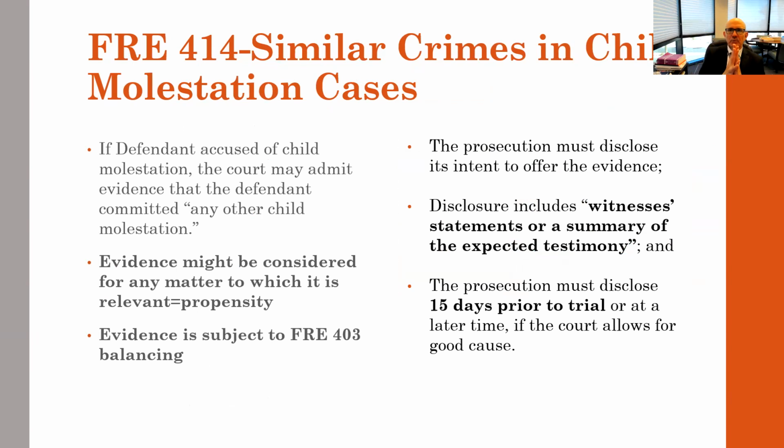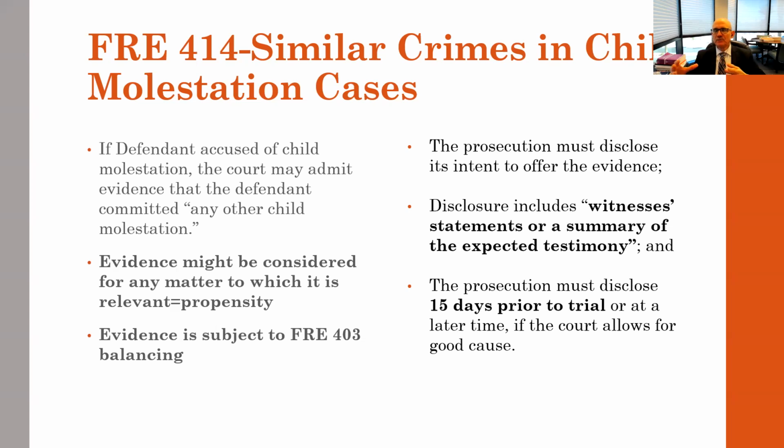Now, let's remember that in child molestation cases, as well as in sexual abuse cases, there is a rule that severely disadvantages us. If our client is being charged with a crime of child molestation or sexual abuse, under Federal Rules of Evidence 413 and 414, a prior can come in, and it can come in to show propensity. But also remember that the prior conviction is subject to 403 analysis.